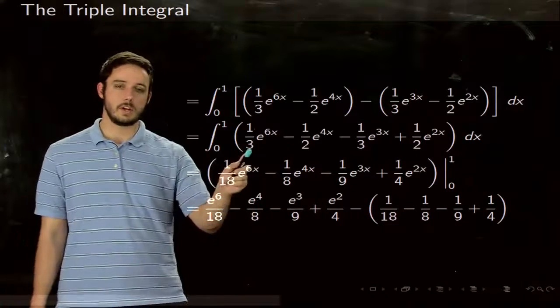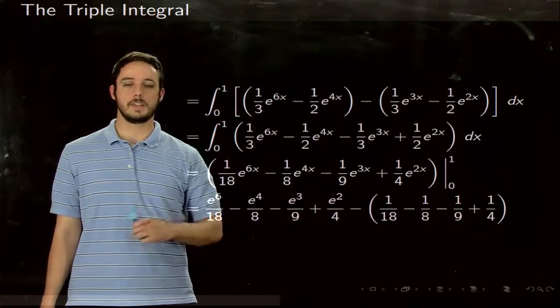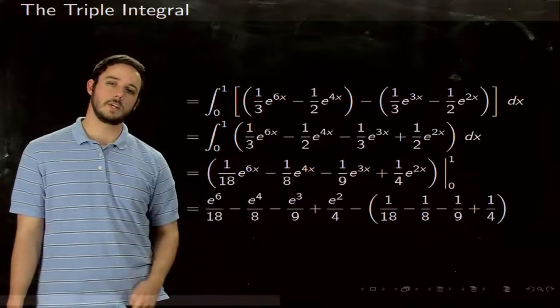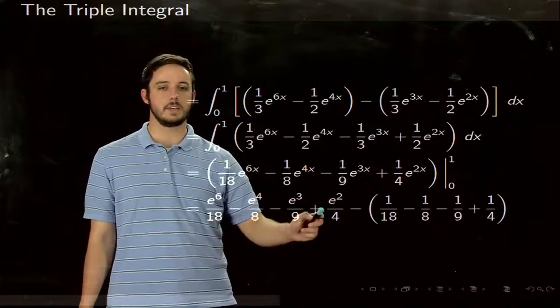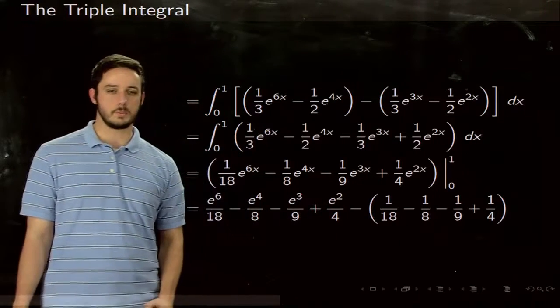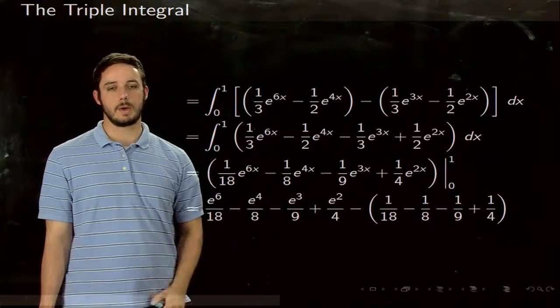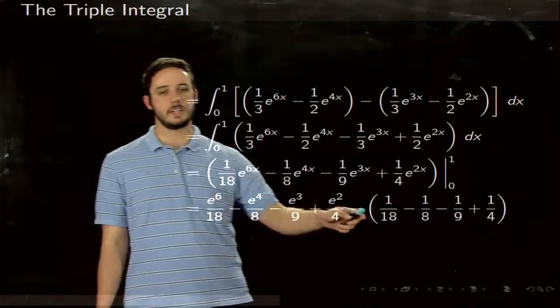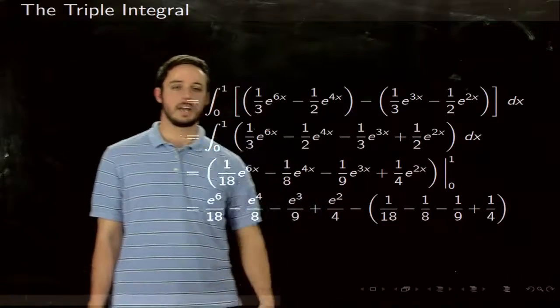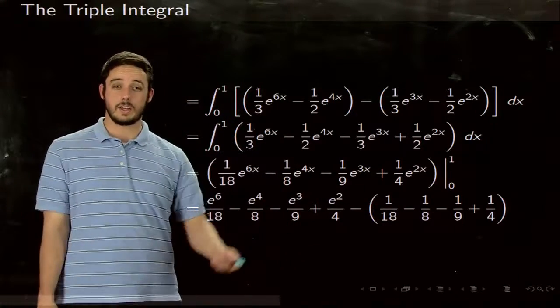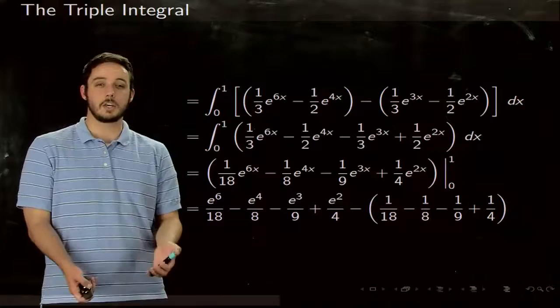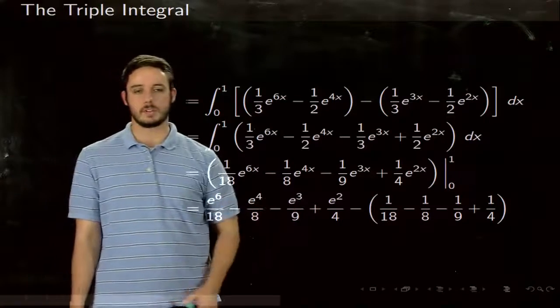So if we plug in 1 for x, we get 1/18 e to the 6th minus 1/8 e to the 4th minus 1/9 e cubed plus 1/4 e squared. And if we plug in 0 for x, all the e to the powers become 1. So we get 1/18 minus 1/8 minus 1/9 plus 1/4. So this is our final answer for this triple integral. And that's how we evaluate a triple integral, even if it gives us a complicated answer.